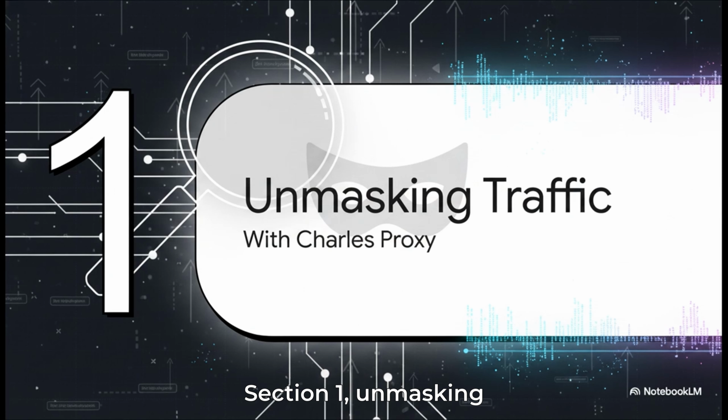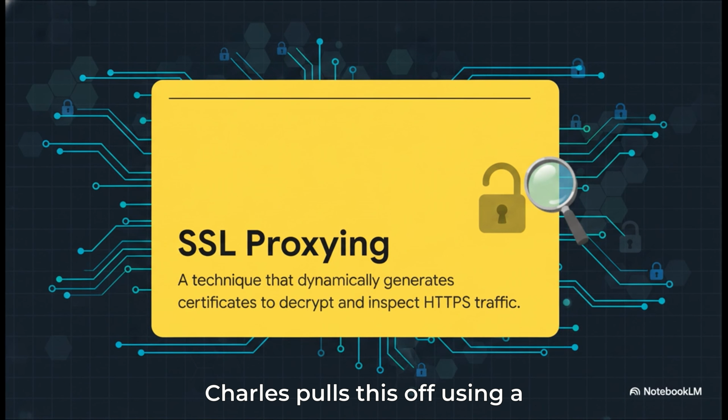Section 1. Unmasking traffic with Charles Proxy. Charles pulls this off using a really clever technique called SSL proxying. It essentially acts as a trusted man in the middle. What it does is dynamically generate a certificate for the server, decrypts the HTTPS traffic so you can actually read it, and then re-encrypts it before sending it on its way. It's basically acting as a trusted certificate authority right there on your local machine, safely unlocking that encrypted black box.